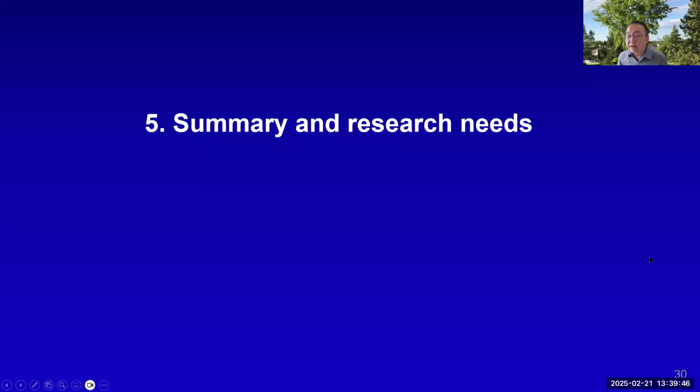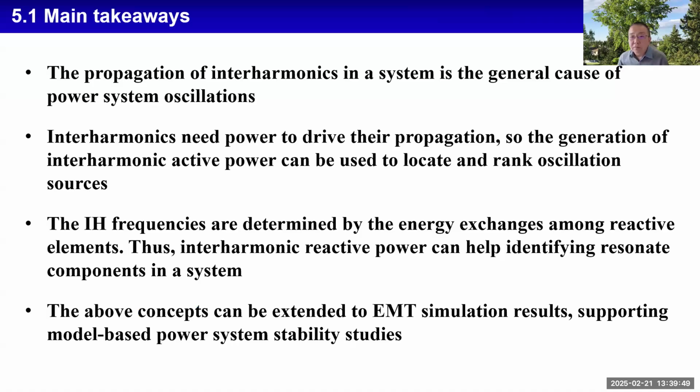So, to summarize the research, the key takeaway is the following. The propagation of interharmonics in a system is the general cause of power system oscillations. Interharmonic power needs power to drive the propagation. Therefore, we can use interharmonic active power for source location. Then we can also use interharmonic reactive power to detect resonant components in the system. This measurement-based concept can be extended to simulation, and then we can support simulation-based power system studies.